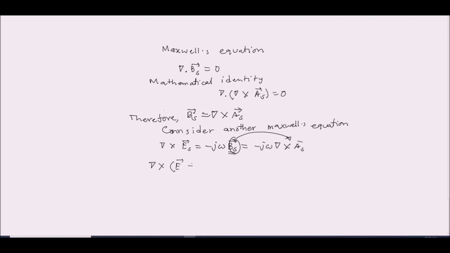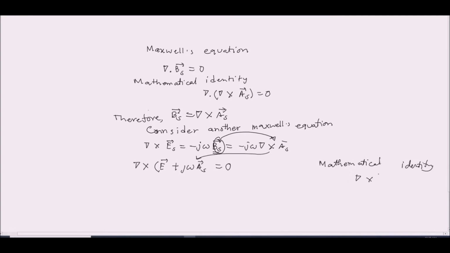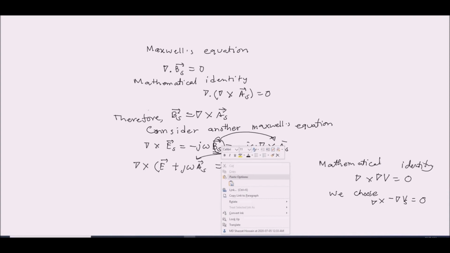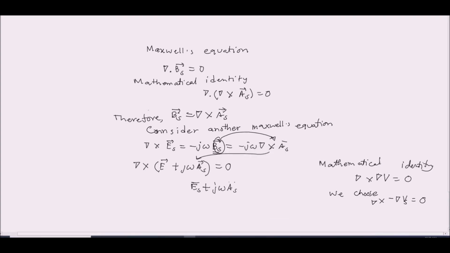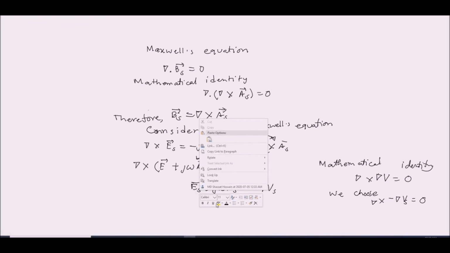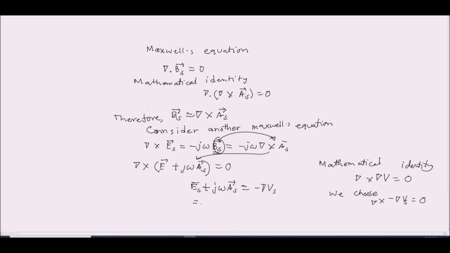And we can also take another mathematical identity that says curl of gradient of any scalar is equal to 0. We multiply this with a negative sign because the right hand side is 0, and we equate these two equations and say that Es plus j omega As is equal to negative gradient of Vs, and this is the relation between electric field and potential.